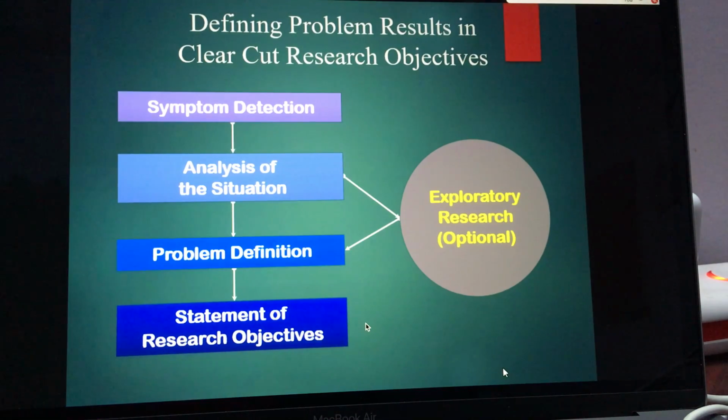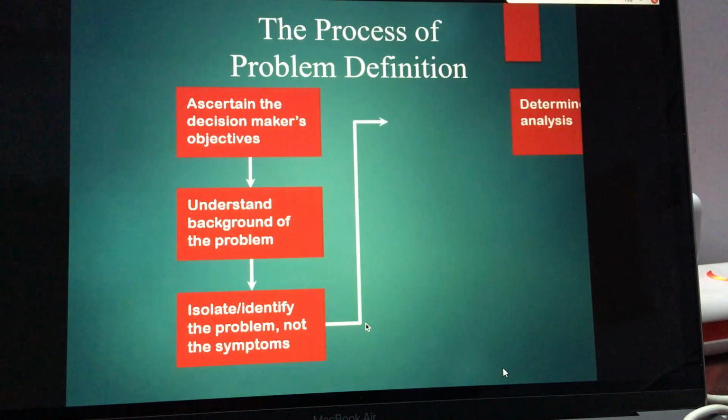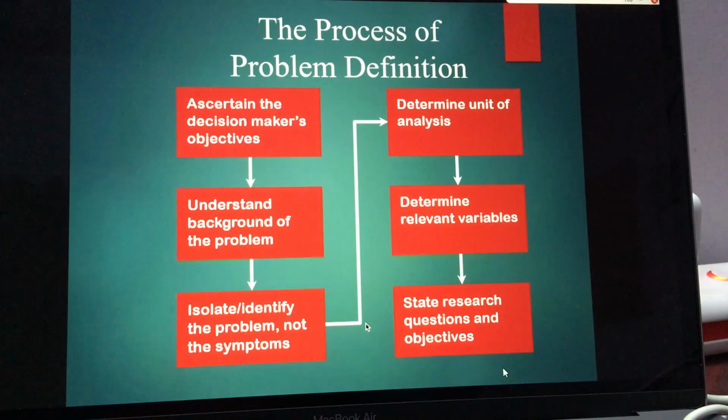But in certain other cases, you might not know about that particular phenomenon very clearly. The problem itself is not very clear. So in order to define the problem, you might need to do exploratory research. Okay. So how do you go about the problem definition? Now this is the step, I hope you can see the slide. How do you come to the research questions or the problem? What are the steps?